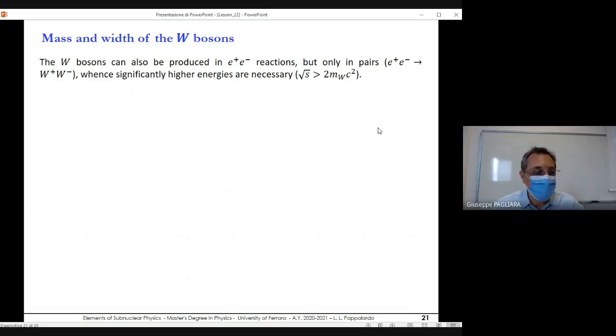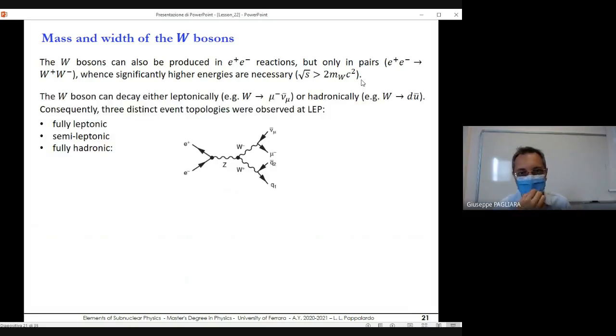So the W boson can also be produced in e+ e- annihilation, but only in pairs, because you have to allow for electric charge conservation. The Z you create is electrically neutral, but in order to create a W+, you need to create it in a pair with a W-. And so, in order to create a W+ W- pair, you need a much higher energy than the one needed to create a Z. And so, the center of mass energy should be at least twice the mass of the W. And this was reached at LEP in the second part of the experiment, with energy as high as 209 GeV.